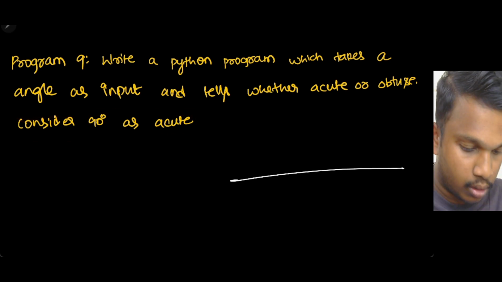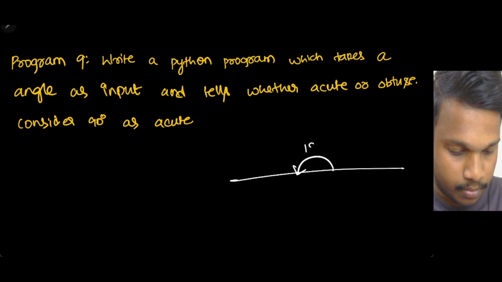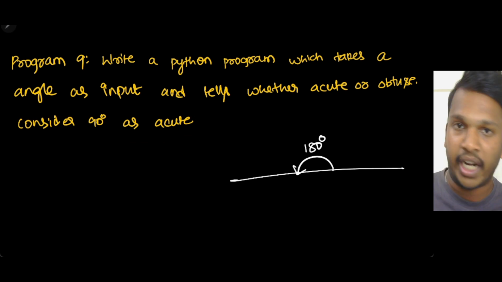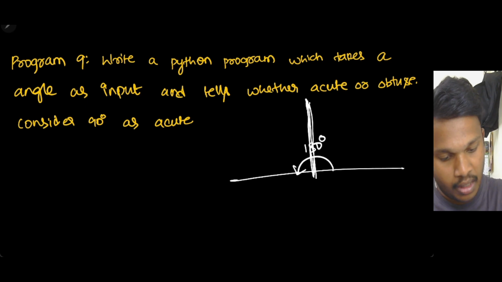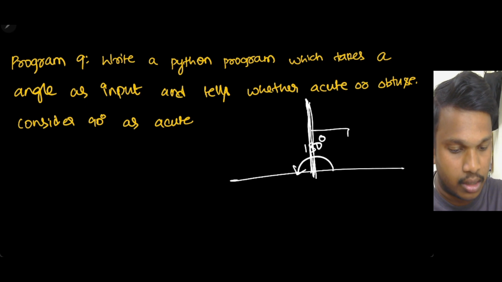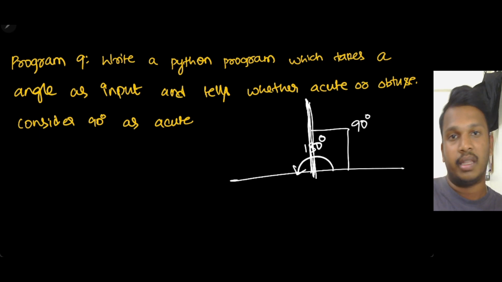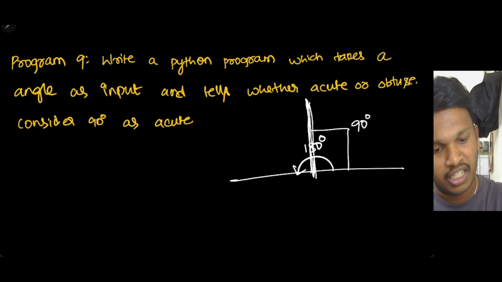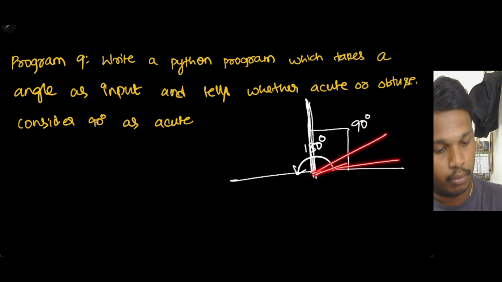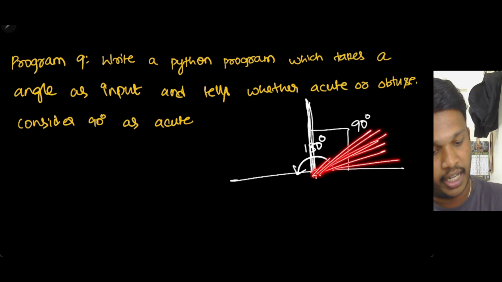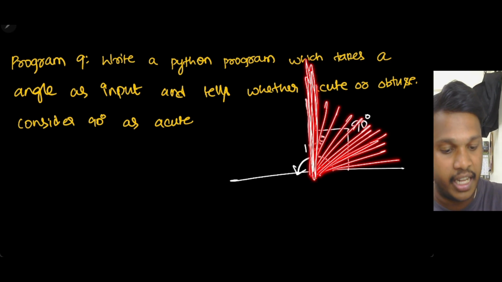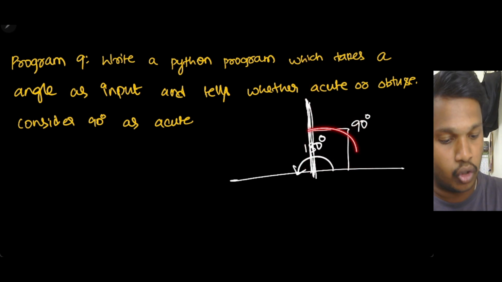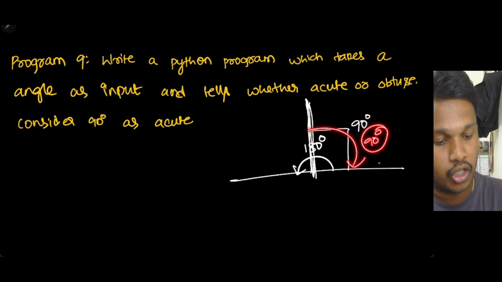Now, if you observe this straight line, it has 180 degrees. Now in these 180 degrees, this half is nothing but 90 degrees. If you consider some angle, 0 degree, 1, 2, 3, 4, 5 degree, 10, 20, 30, 40, 50, 60, this is 90. Till 90 degrees it is known as acute angle.